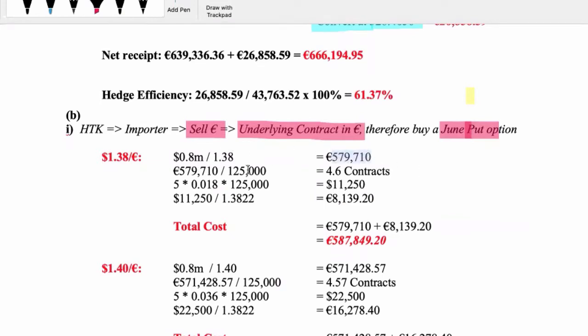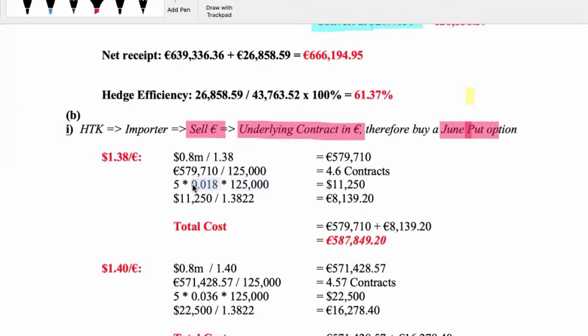Bringing it down, dividing by the contract size determines how many contracts we're going to be buying. In this case, 4.6 rounded up to 5. 5 times 125,000. Why? Because each contract is worth that. So we bought 5 of them, and we want to find out the premium.